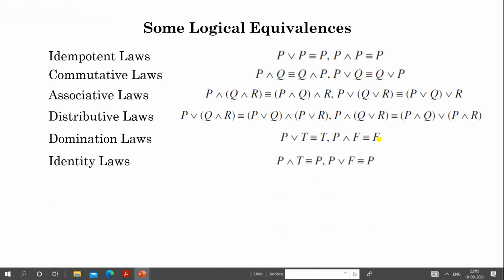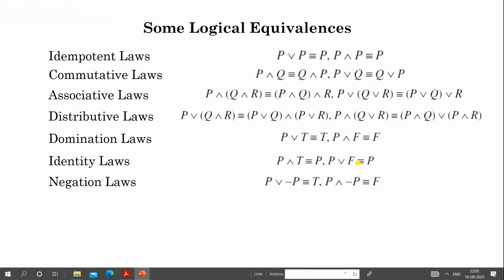Identity laws. P and T is equivalent to P. P and T, look at this, this will depend on P. If P is true, this is true. If P is false, this is false. So therefore P and T is equivalent to P. Similarly, P or F is equivalent to P, because this will depend on P. If P is true, then this is true. If P is false, this is false. So these are identity laws.